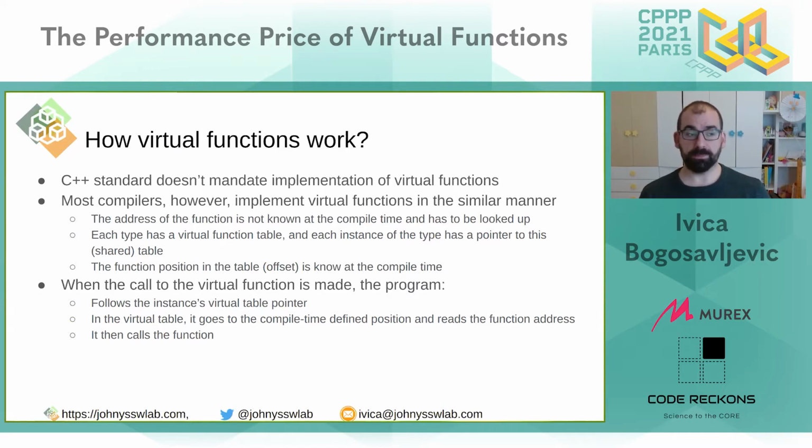Now, for each type in your program, there is a virtual function table. So if you have 2 classes, base and derived, there is one virtual function table for the base class and one virtual function table for the derived class. And each instance, so each object, not each type, has a type. Each instance of the type has a pointer to this shared table. So all the instances of the type base share one virtual table, but each object has a pointer to this table.